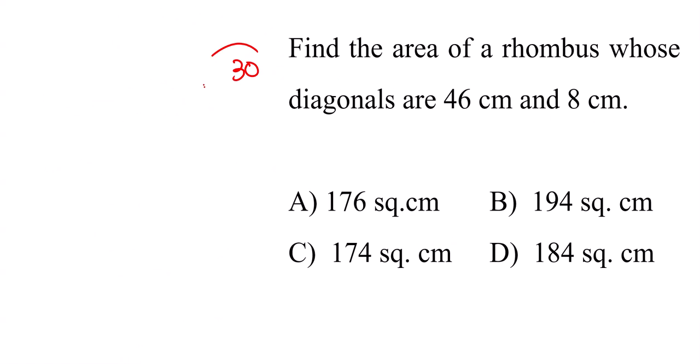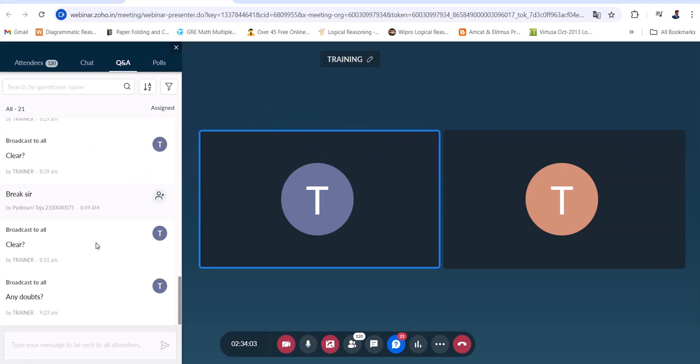Now it's useful for me. Rhombus diagonals are given. Area of rhombus is nothing but half into the product of the diagonals. So we want 46 into 4, which is 184. 160 and 24, 184, right? So half of that. So we need to calculate the area of the rhombus. They've given the diagonals.